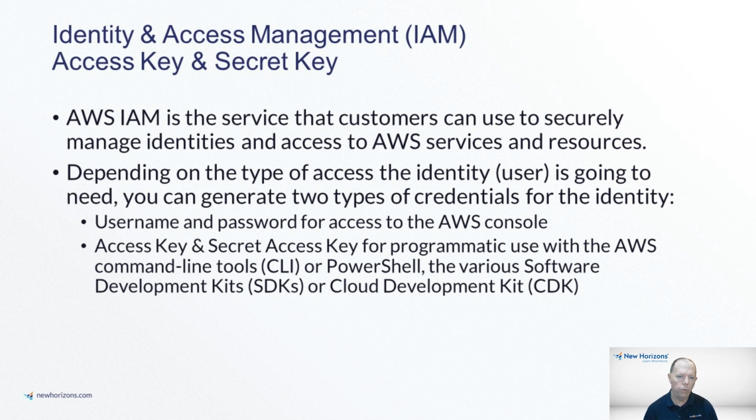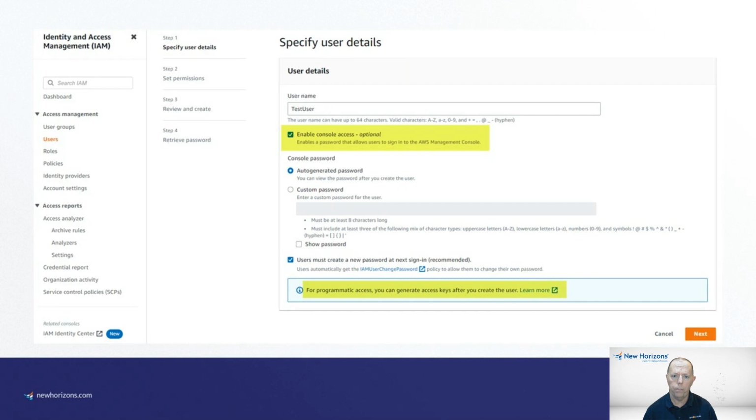Normally, when we create a user account, we would give that user a username and a password. They need that to sign into the AWS console. However, depending upon how my user or my administrator is going to be using the system, they might need a different type of credentials. That is an access key and a secret access key. Now, why would they need that? They would need that type of credential if they're going to be doing work from the AWS command line tools, maybe PowerShell, or even the software development kits or cloud development kits.